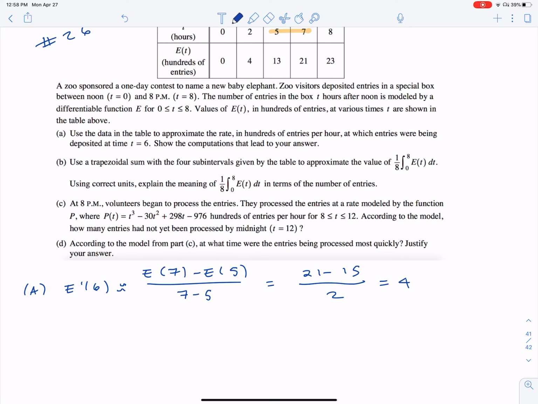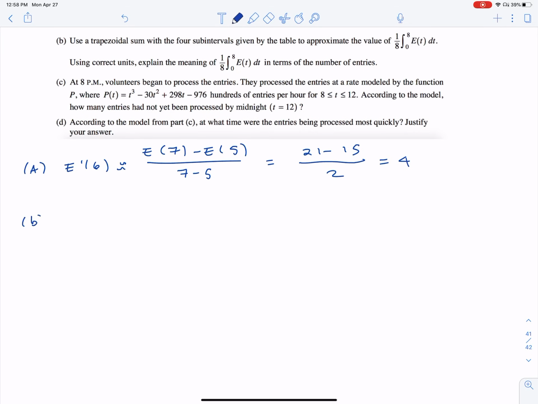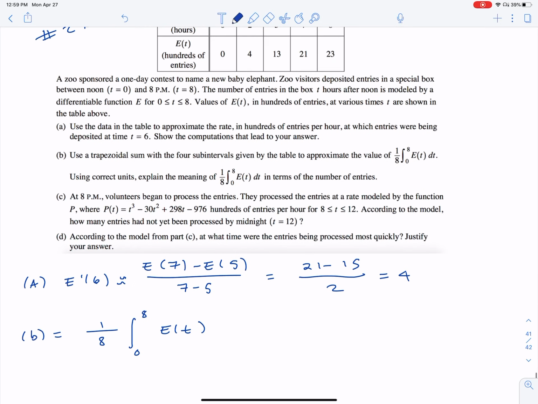Okay, letter B. Use a trapezoid sum with 4 subintervals given by the table to approximate the value of that. Use correct units and then explain the meaning. Okay, so first off, let's see what we got here. Kind of want to explain the meaning right off the bat, but we will go and do the math first. So this right here, what is that equal to? We're going to use the trapezoid rule, right?